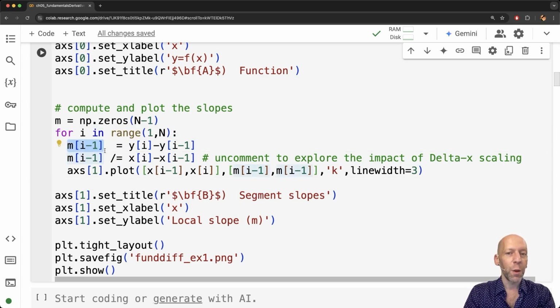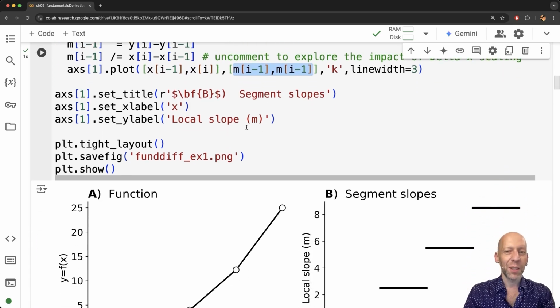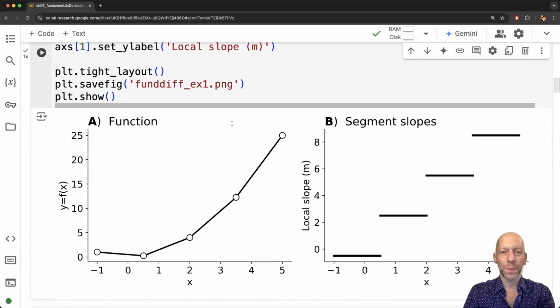So here I'm saying the slope is this current value of y minus the previous value of y. So that's the change in the y-axis. And then I say that the slope value equals itself divided by the change in the x-axis. Okay, and then I'm just plotting that into the second subplot. You can see it's the x coordinates and the slope on the y-axis. All right, so I hope that makes sense. Pretty straightforward, I think, so far.